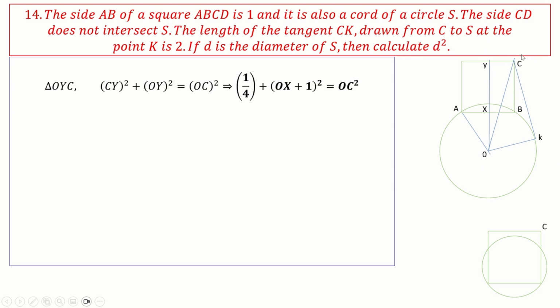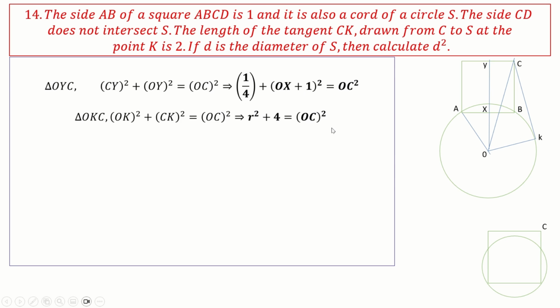OYC is the right angle triangle. So CY square plus OY square equals OC square. CY is half because the side of the square is 1. So 1 by 4 plus (OX plus 1) square, since XY is 1, equals OC square.